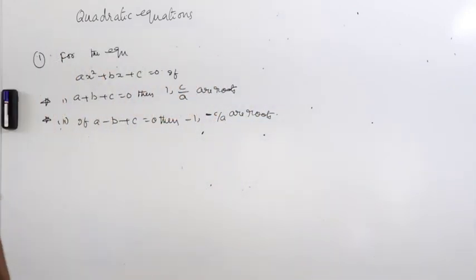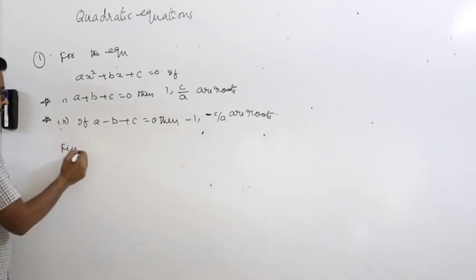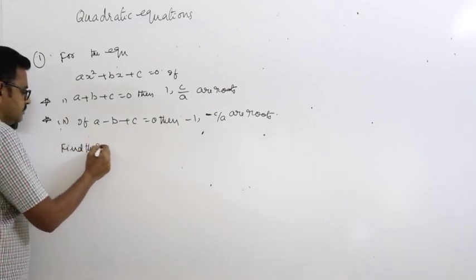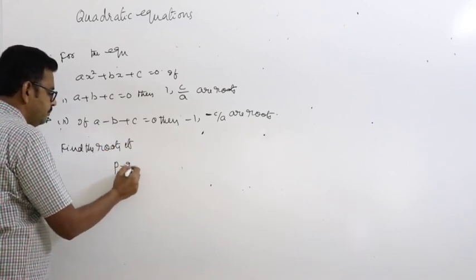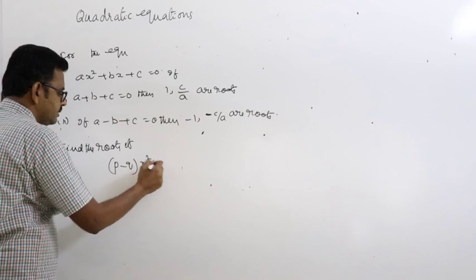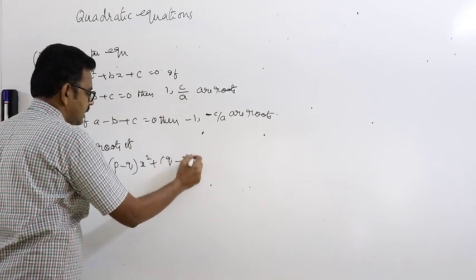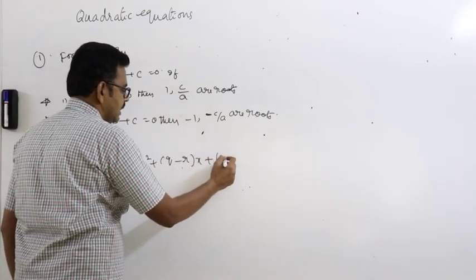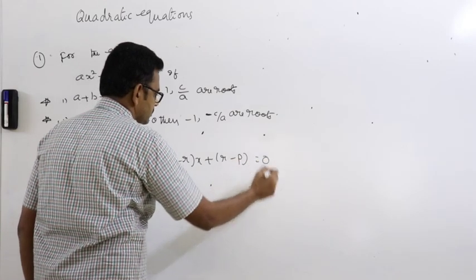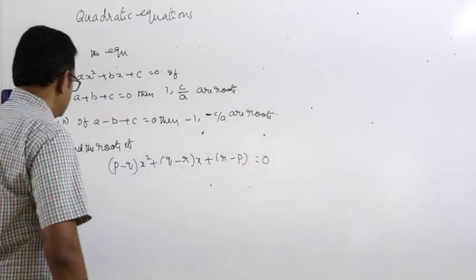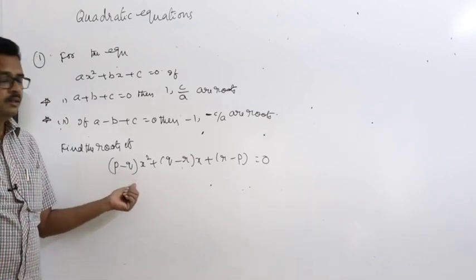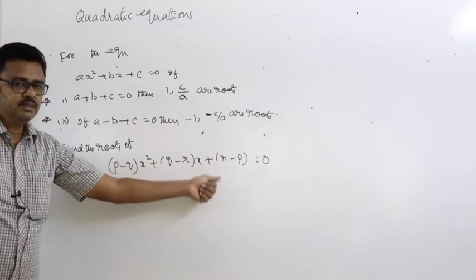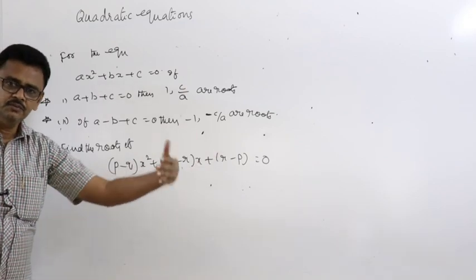See, what is the importance of this point? For example, find the roots of p minus q into x square plus q minus r into x plus r minus p is equal to 0. If the numbers are given, it is easy. Numbers means, for example, 2x square plus 3x plus 5 equal to 0; factorization, all of you know.